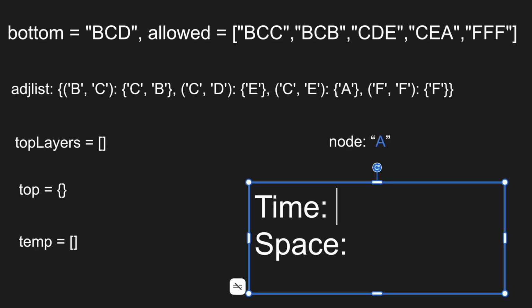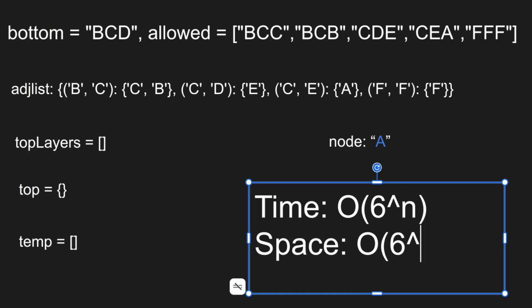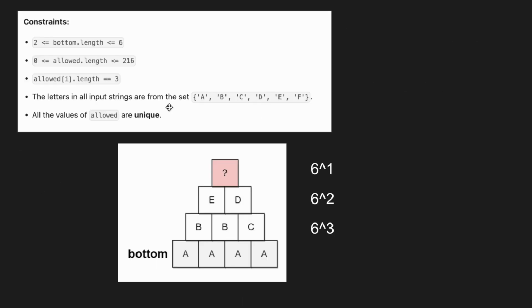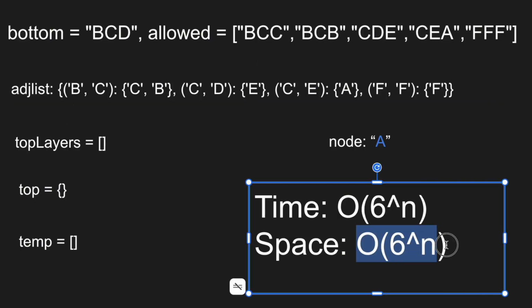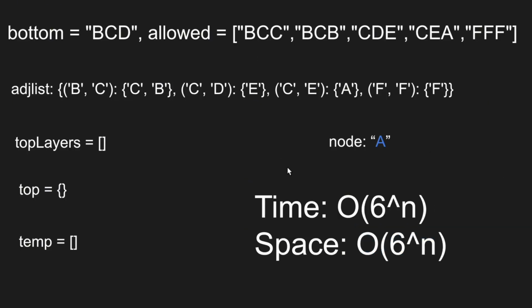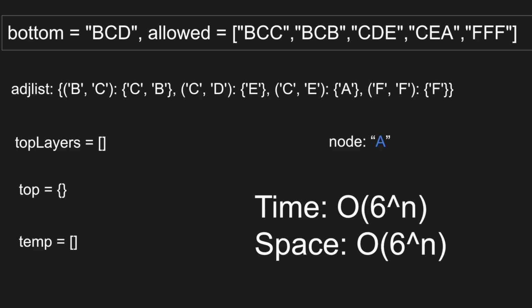Now the time complexity of this problem would be O of 6 to the nth power for both the time and space, because if we look at the constraints of the problem, we see that there are 6 possible letters, meaning that for each layer, there will be 6 to the nth power of possible combinations. Which means it will take 6 to the n time at worst case, and the adjacency list will take up to 6 to the n space at worst case. So now let's get to the coding part.